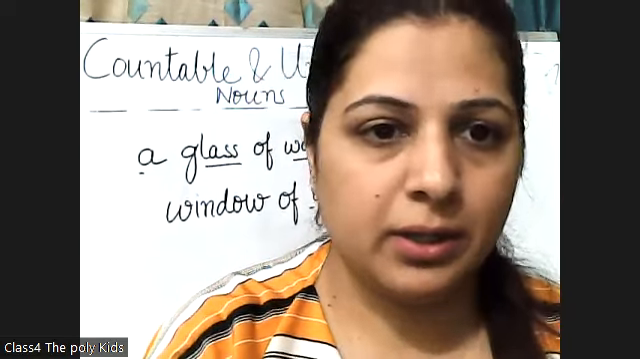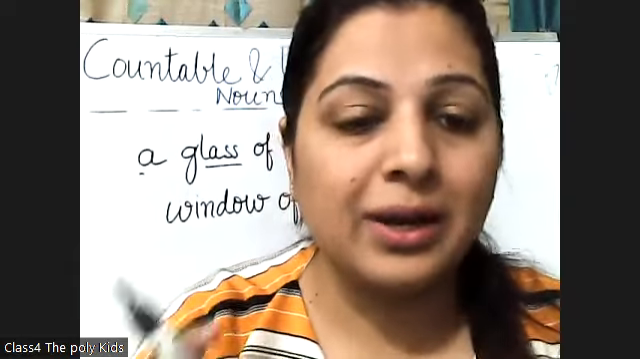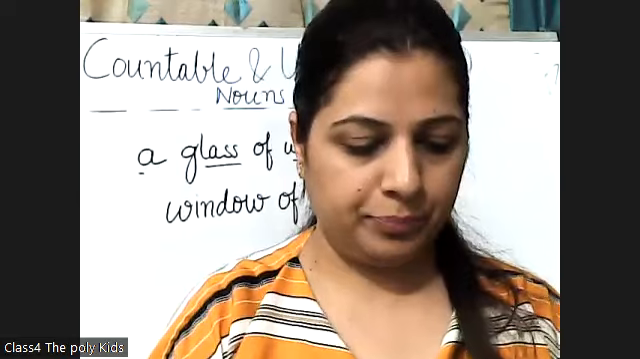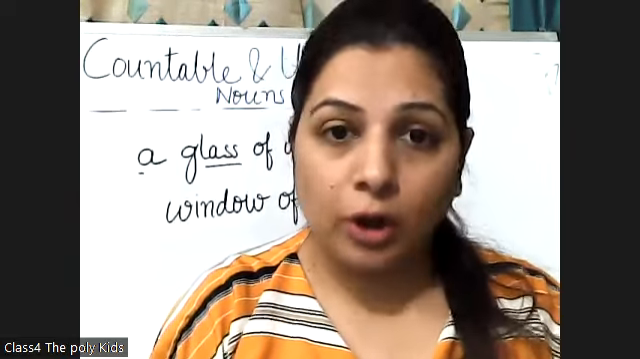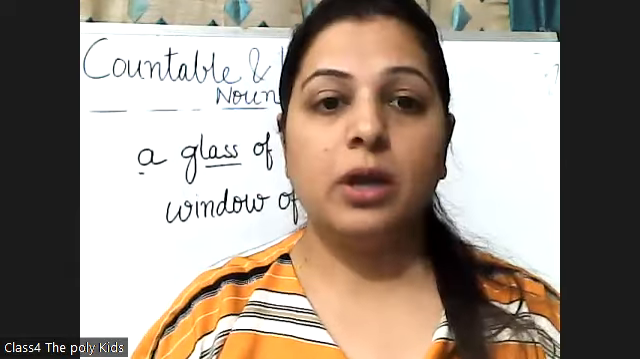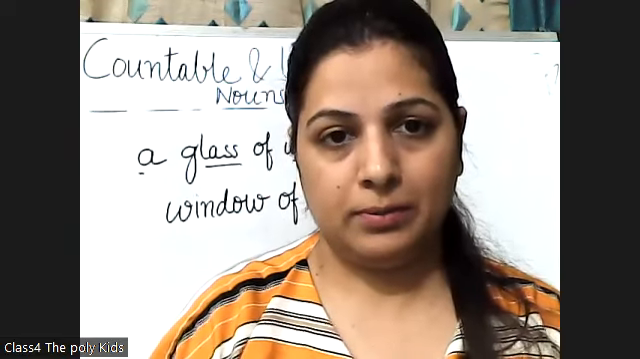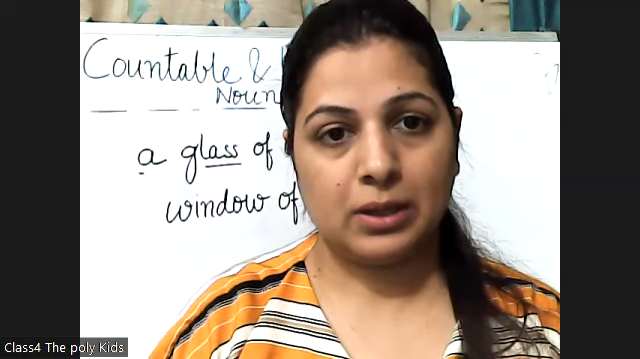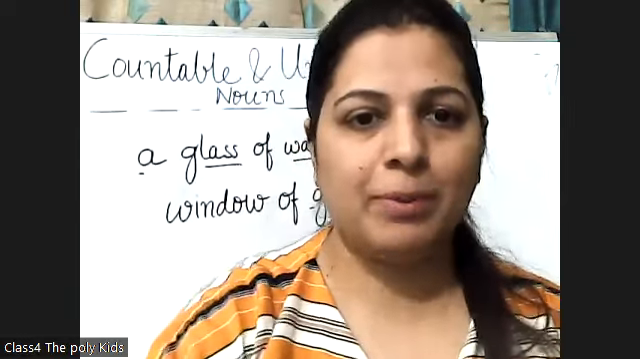First, Samrid. There is water in the pond. Countable or uncountable? Uncountable. Very good. You cannot count the water that is in the pond. Okay. Aradhya. The boy has an apple. Countable. An apple means one apple, you can count.